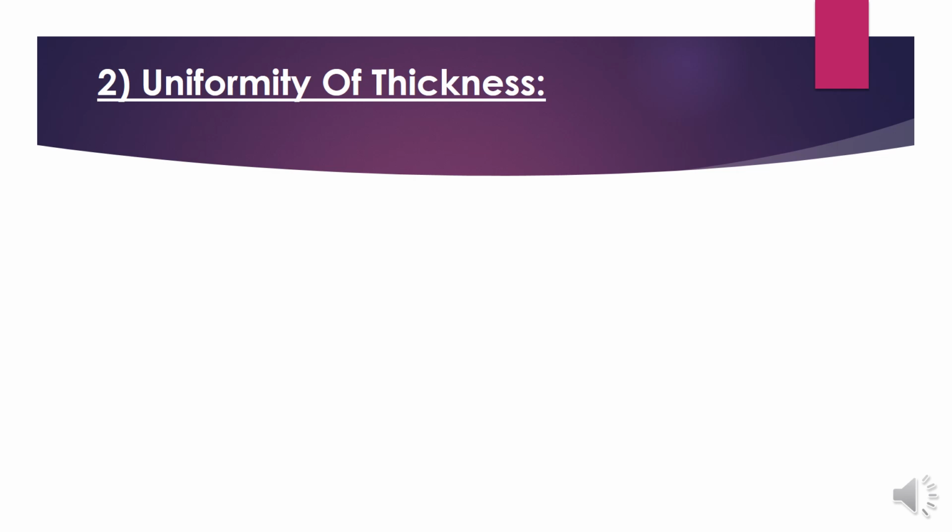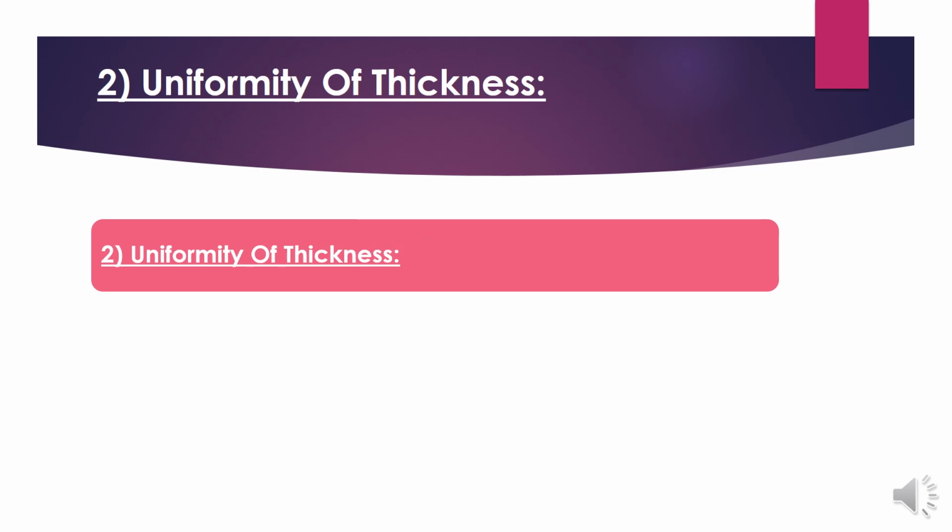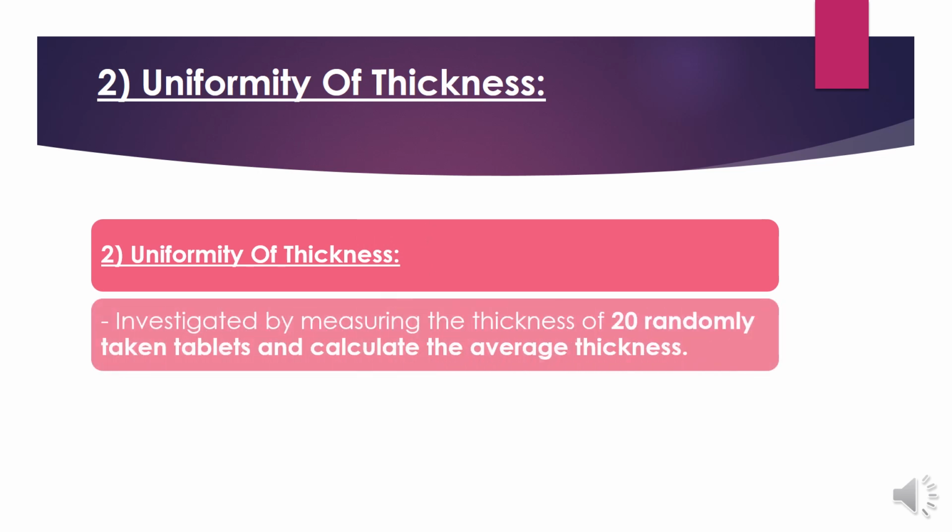Second test we have is the uniformity of thickness. In this test, it is investigated by measuring the thickness of 20 randomly taken tablets and calculating the average thickness. Again, like diameter, by using a vernier caliper, micrometer screw gauge, or any sort of digital measuring instrument, you are going to take 20 tablets, check their thickness, and calculate the average of the 20 tablets.